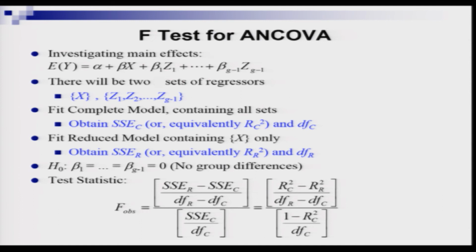So, in that case my population regression model will be expectation of y or E of y equals the intercept parameter alpha plus beta times x, the continuous regressor, plus g minus 1 dummy variables with their corresponding coefficients. Now, there will be two sets of regressors, one is basically continuous x, then the other one will be a set of indicator or dummy variables, g minus 1 number of them, and then you fit the complete model, and then you obtain the sum of squares error or within sum of square, and that can basically be replaced by the R square also.